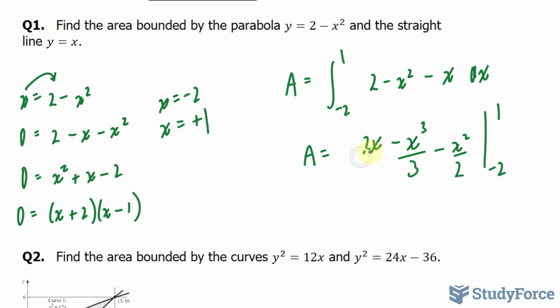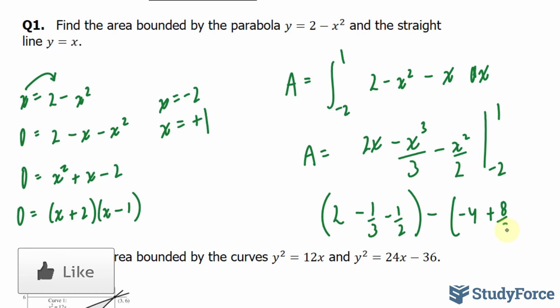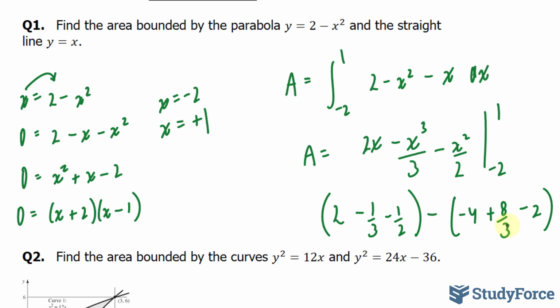Let's start by substituting 1 into each of these terms. 2 times 1 is 2. 1 to the power of 3 over 3 is negative a third. And this is negative a half. Minus, now I'll evaluate this function at negative 2. 2 times negative 2 is negative 4. Negative 2 to the power of 3 is negative 8 times negative 1. That gives us 8 over 3. And negative 2 to the power of 2 is positive 4. This minus makes it 4 over 2, which is 2.